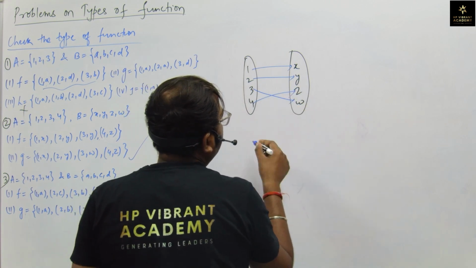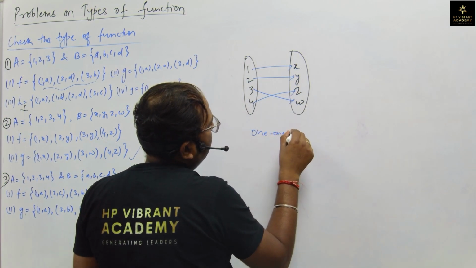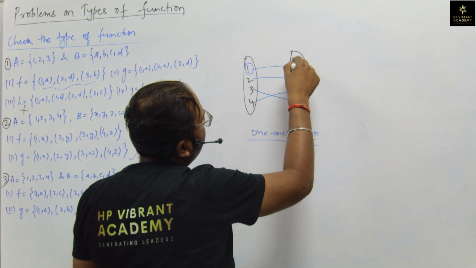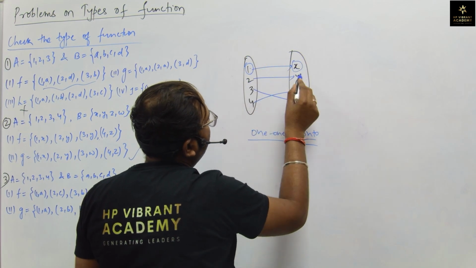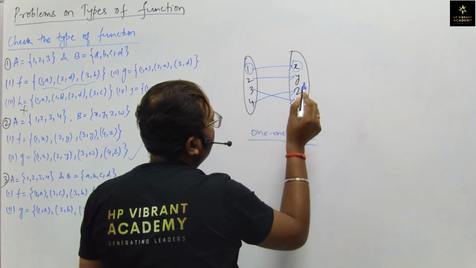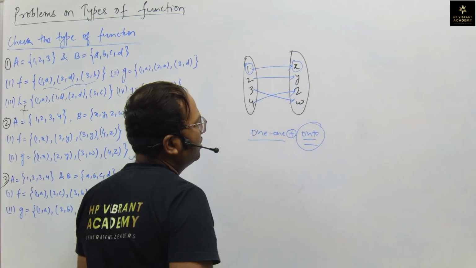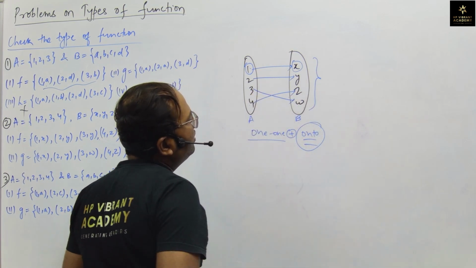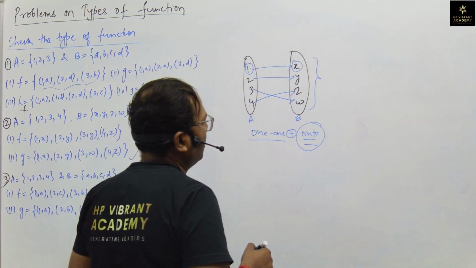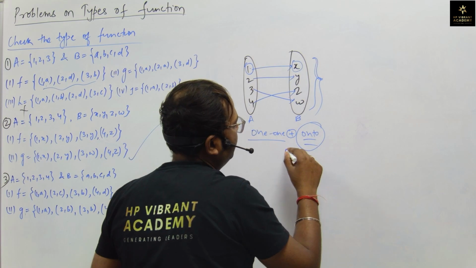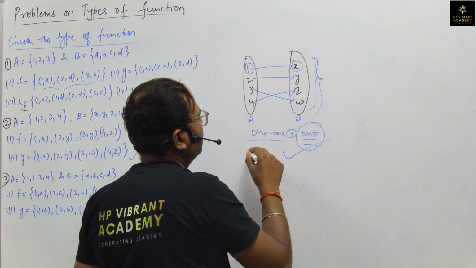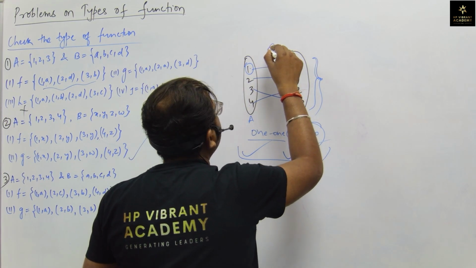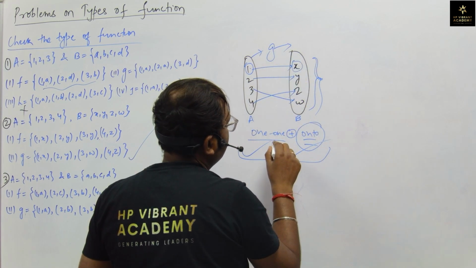So this is satisfying the definition of one one plus onto. Okay, one one because a single element is getting mapped to a single element. So 1 is getting mapped to X, 2 to Y, 3 to W, 4 to Z. And as per the definition of onto, there does not exist any element in the codomain, that is set B, which is not having any pre-image in set A. So every element is having a pre-image, hence it is satisfying the definition of onto as well as one one. So that's why this relation G is one one onto.